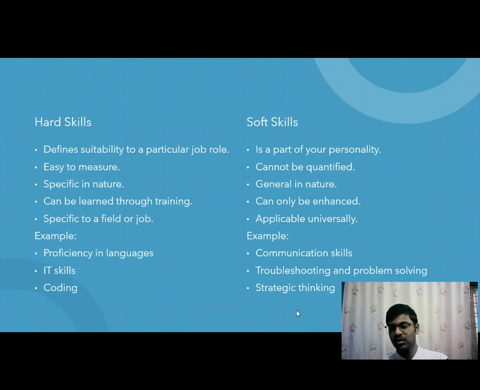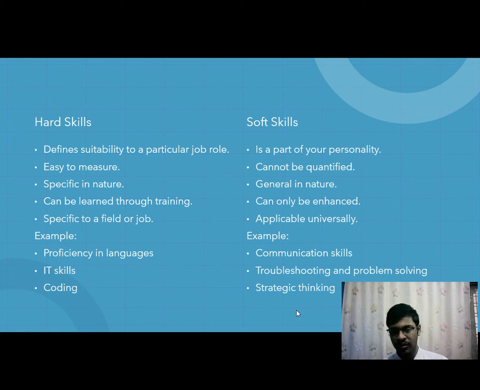And soft skills are a part of your personality. How well you are in social crowds, how well you express something to someone, and how well you are with people in an informal manner. Hard skills are easy to measure.